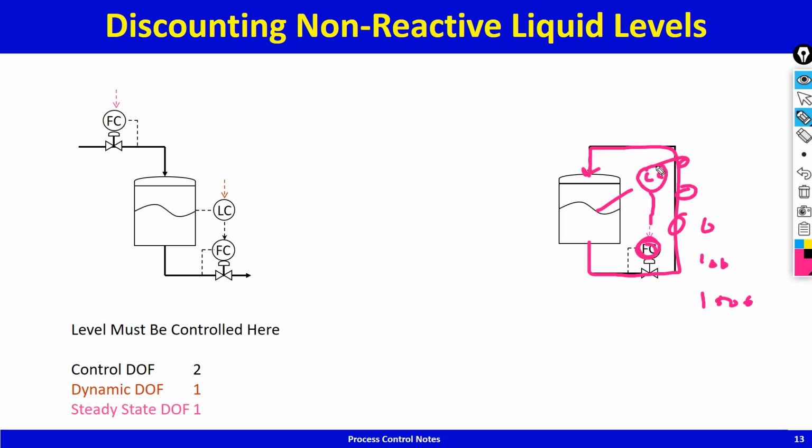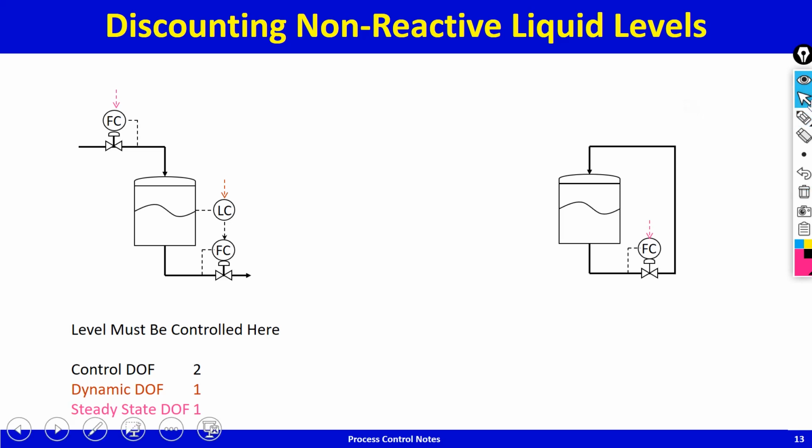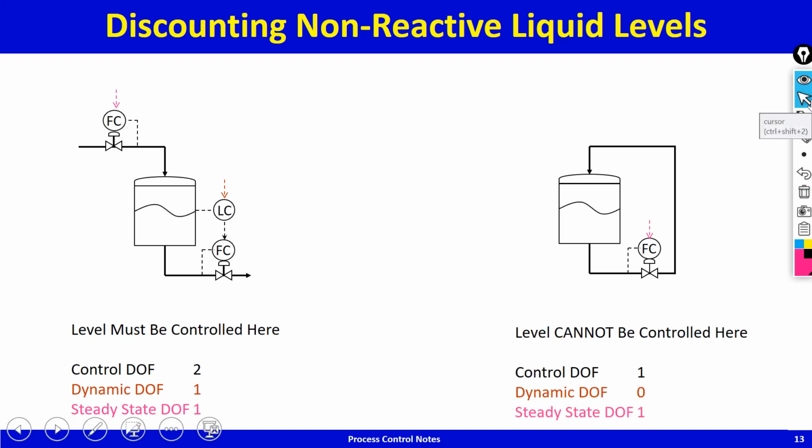Okay, so when you have these closed loops where nothing is coming in and nothing is going out, in these cases the level must not be controlled. It cannot be controlled, and because it cannot be controlled, whatever is the loop circulation rate, that remains the degree of freedom. You are free to set that. So in this case, level cannot be controlled, should not be controlled, and so the control degree of freedom is 1 here. Steady state degree of freedom is also 1. Level cannot be controlled, there is no dynamic degree of freedom.